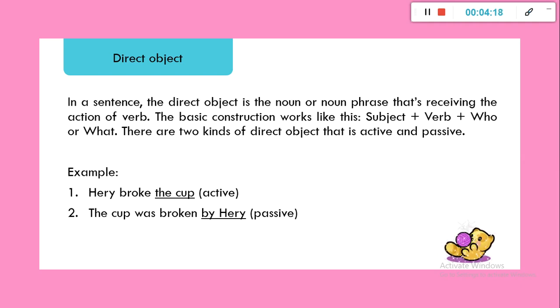Example, Harry broke the cup. This is the example of an active sentence. And then the second is, the cup was broken by Harry. This is the example of a passive sentence.